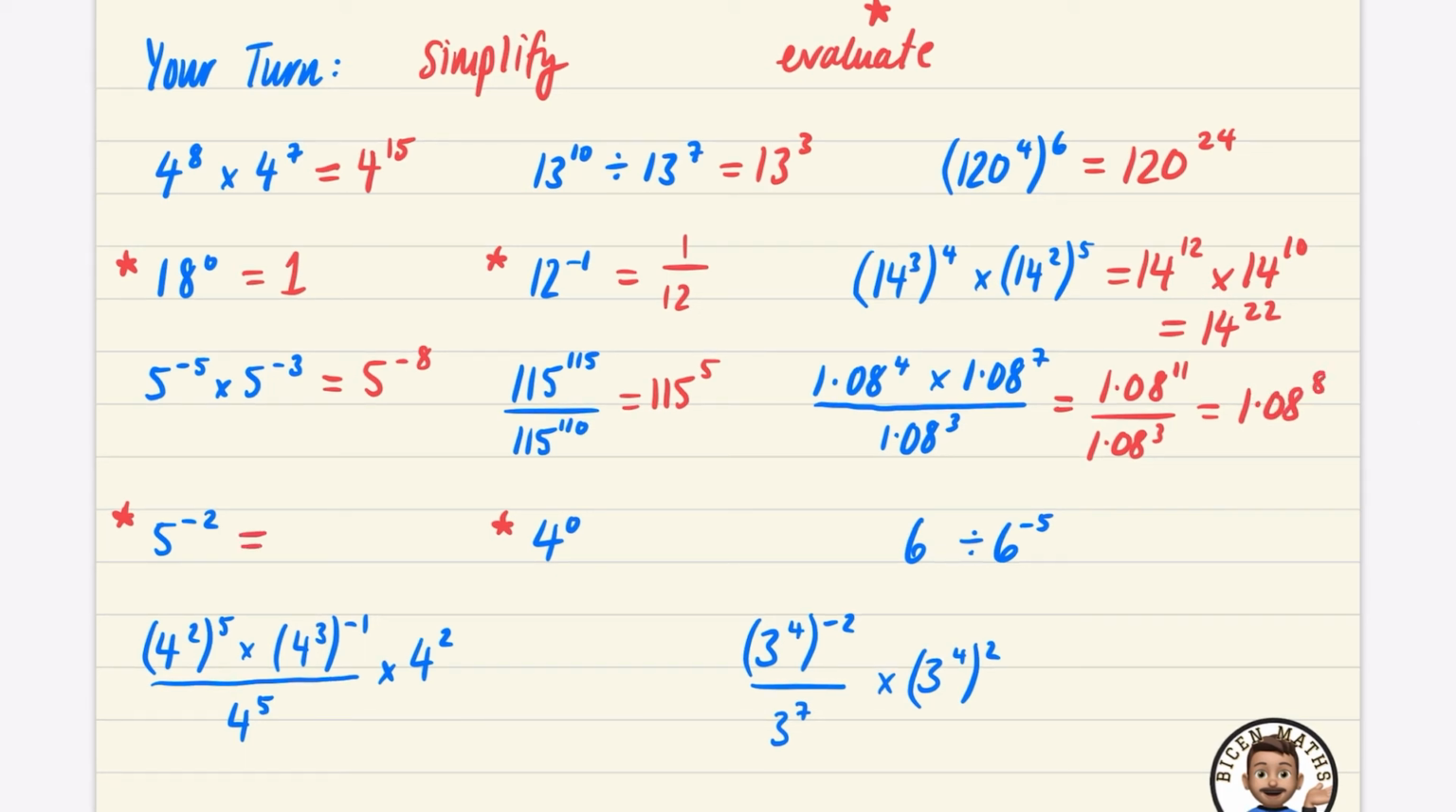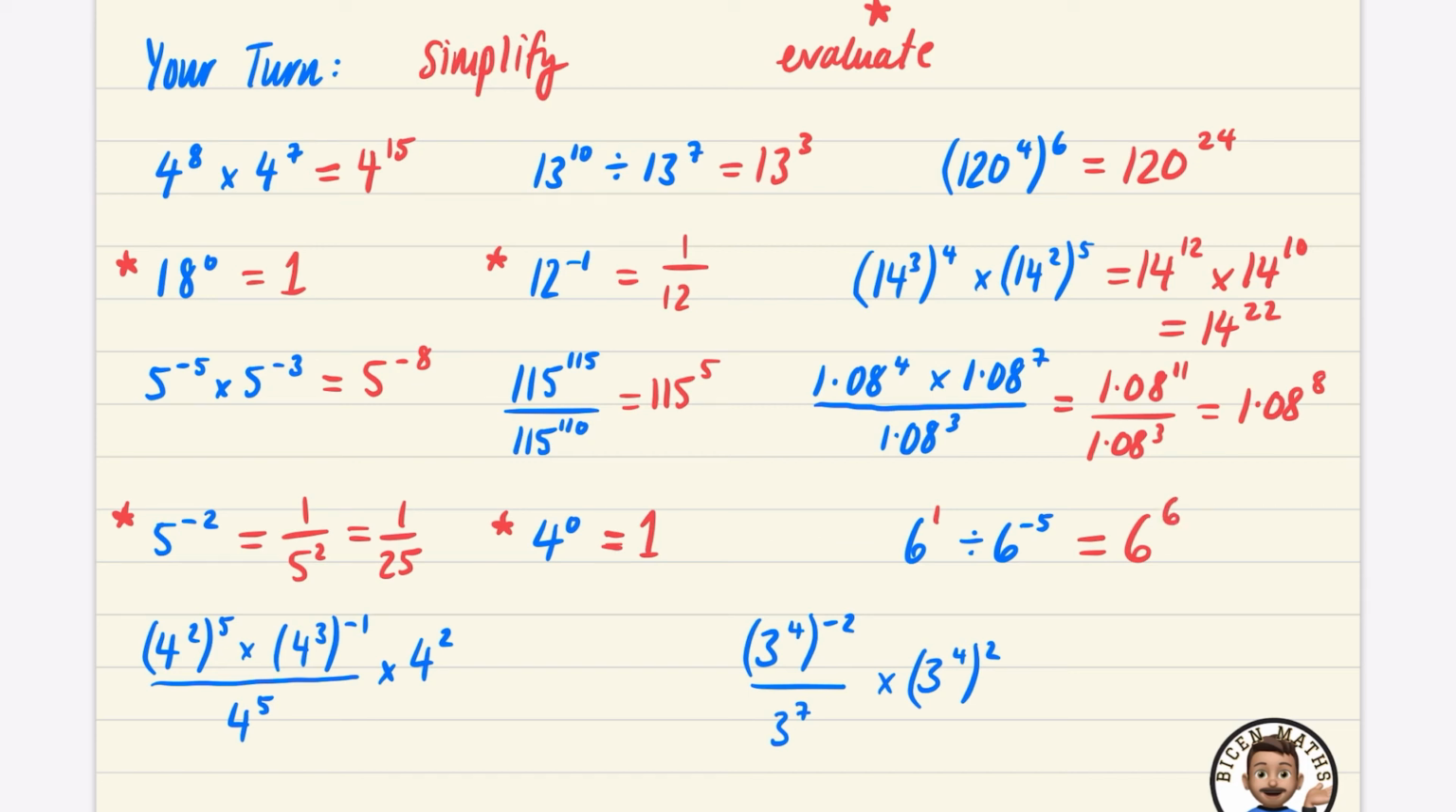I'm going to evaluate this one, so it's 1 over 5 squared, and 5 squared is 25. To the power of 0, it is equal to 1. There is a hidden 1 that we don't necessarily see there, so I'm going to be doing 1 take away negative 5 because I'm dividing, and that is actually 1 plus 5, which is 6.